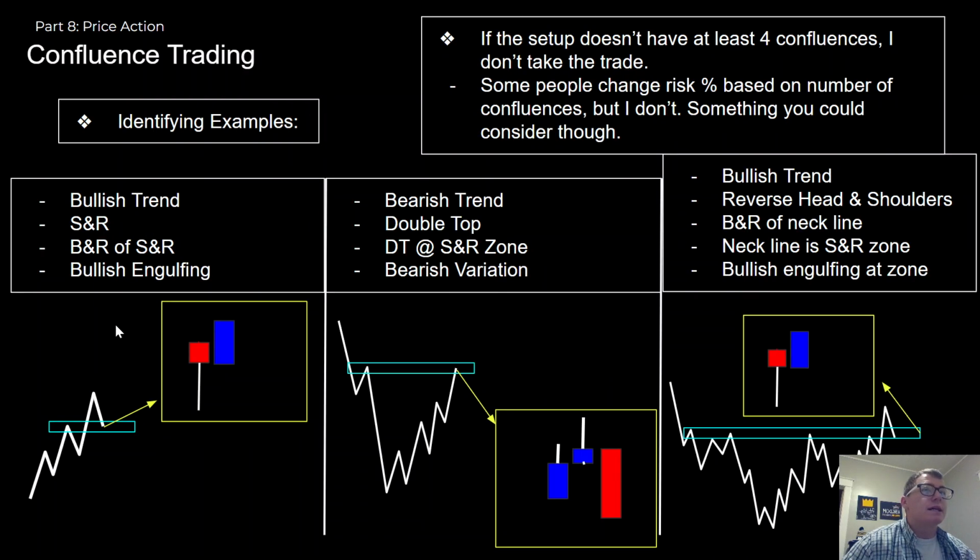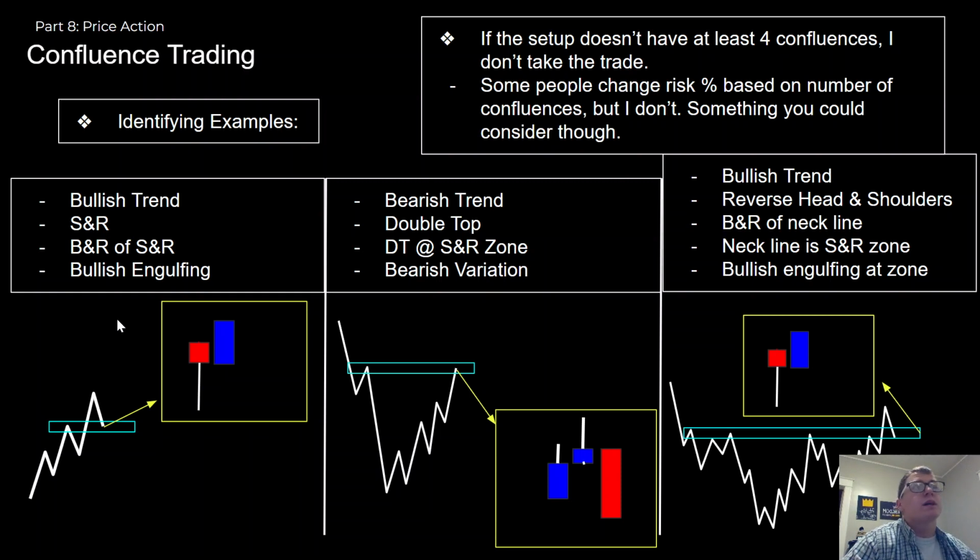So, like I said, if the setup doesn't have at least 4 confluences, I will not take the trade. I don't care if I could have made a gazillion billion dollars. I don't care. Okay, actually, I probably would care a little bit. That would hurt. But I just don't take the trade if there's not at least 4 confluences.